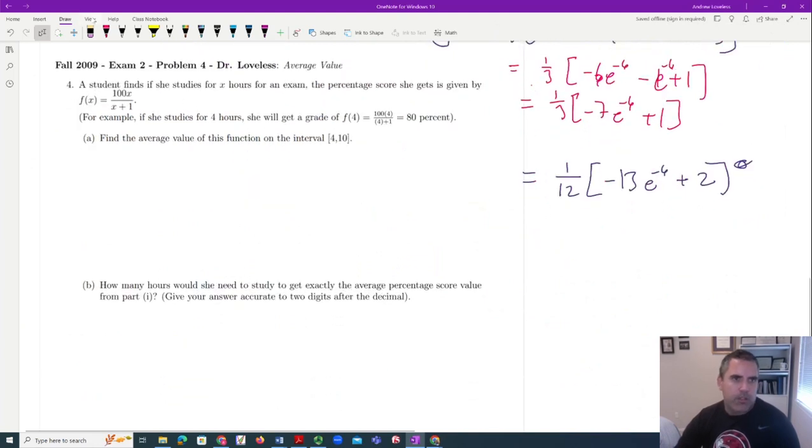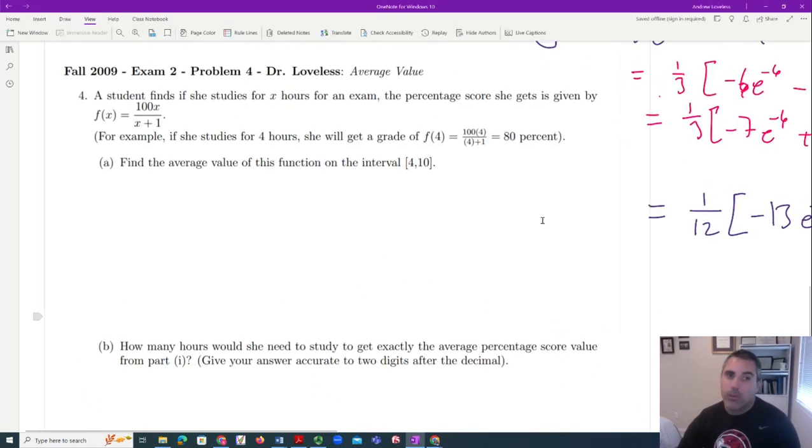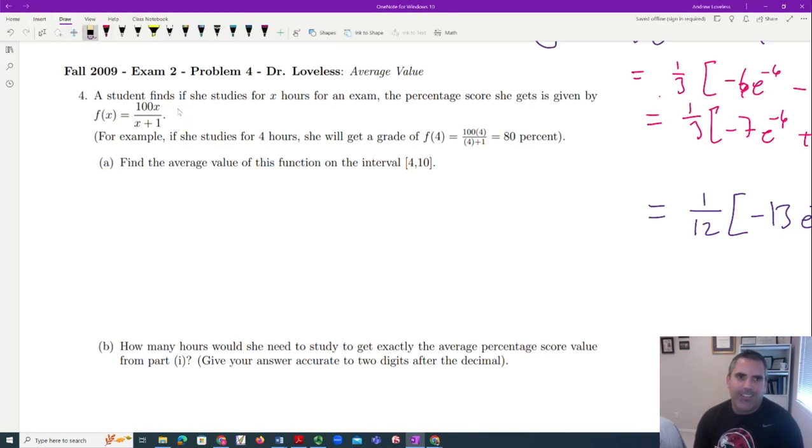So here's an average value question where I tried to make it kind of more interesting. I picked out a function that sort of was reasonable and said, if you study x hours, here's the score you're going to get. So if you study 4 hours, you get 80%. We're not going to argue about whether this is accurate or not. This would only be accurate for some students and not for others. But if this is the correct formula, then a natural question is, what's the average score you might expect if the students are studying between 4 and 10 hours?